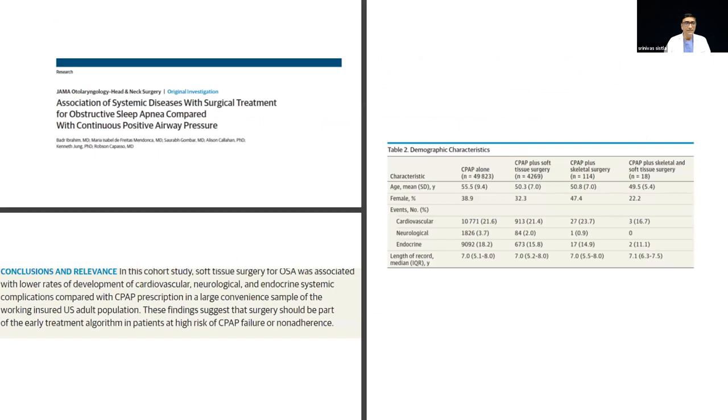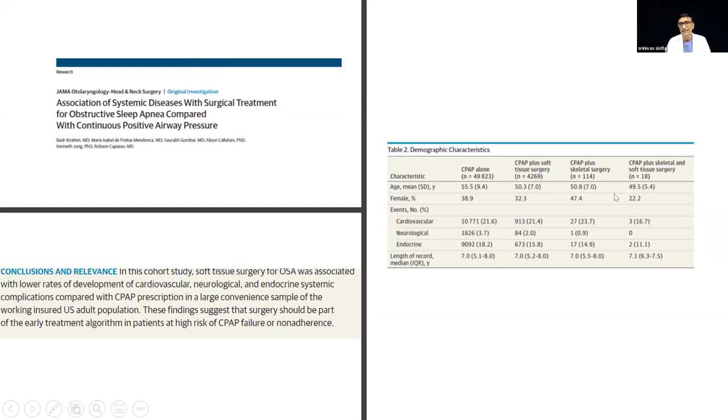Here's another very simple paper that has come out of the same group, the Stanford group, which is published in JAMA Otolaryngology. And they also said that soft tissue surgery for OSA was associated with lower rates of development of cardiovascular, neurological, and endocrine systemic complications compared with CPAP. This was a huge landmark publication. And if you really look at the chart that's published in the results there, you can see that with PAP alone, the number of events were much higher as opposed to CPAP with soft tissue and CPAP with skeletal surgery alone.